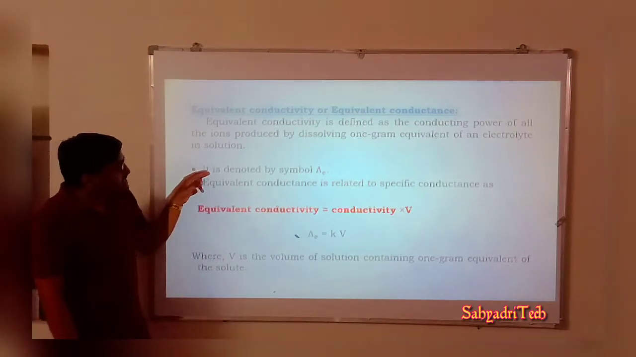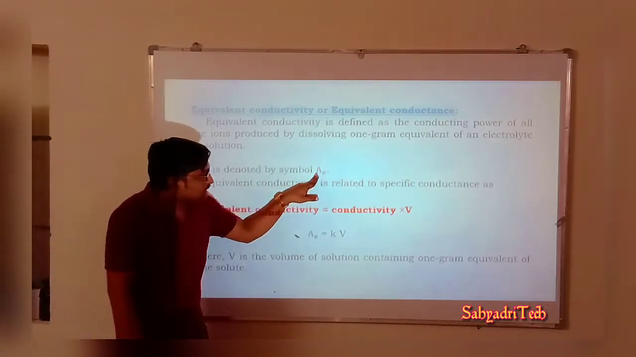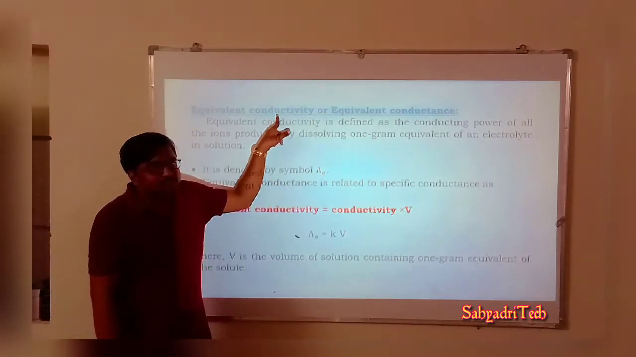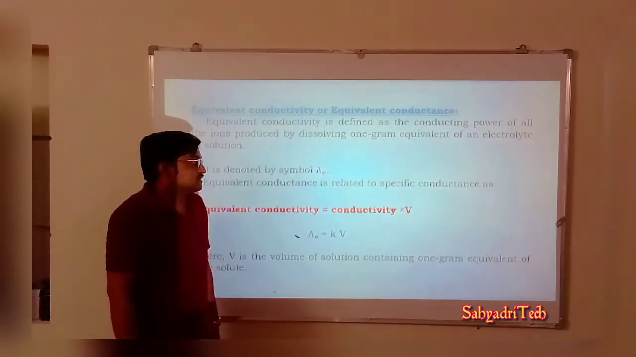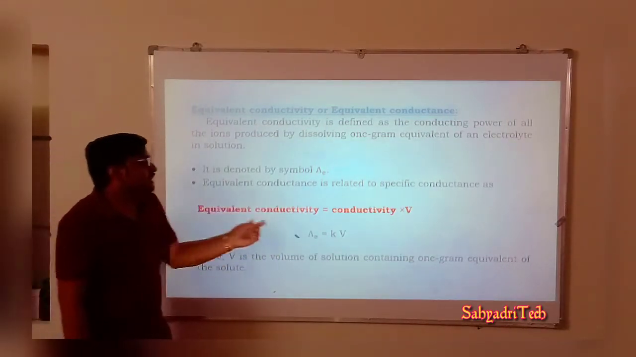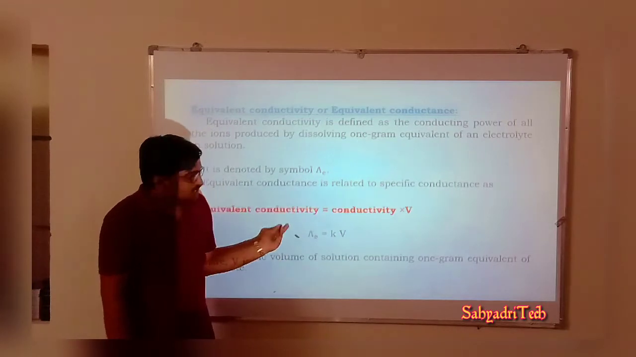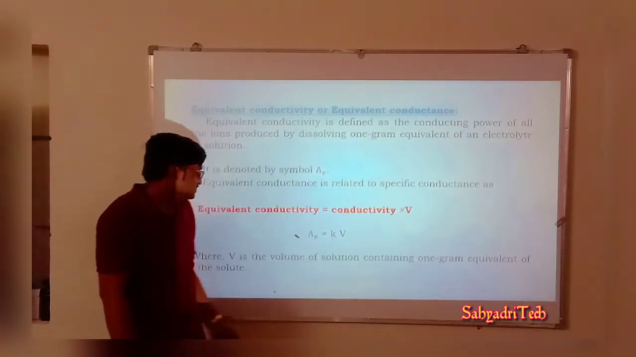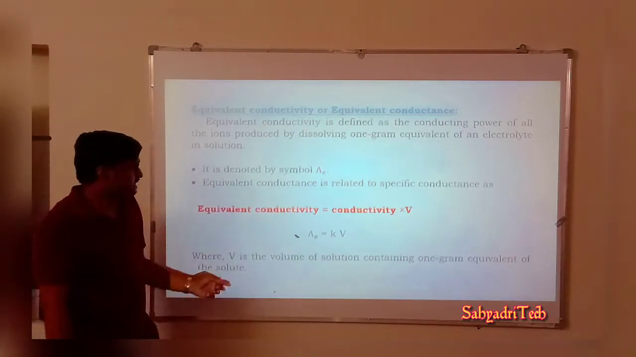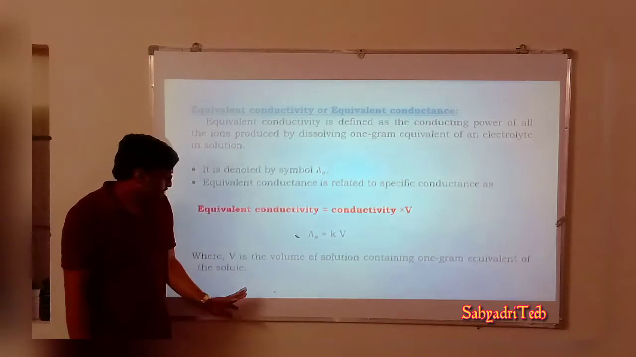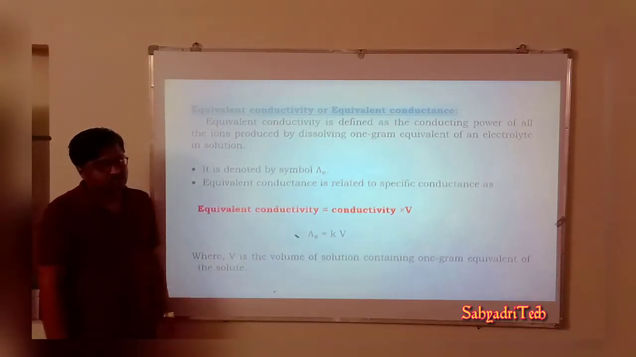Further, it is denoted by lambda E. Lambda E indicates equivalent conductivity, or equivalent conductance. And further, the relation between equivalent conductivity and conductivity is similar: lambda E is equal to kappa into V. Here V is the volume of the solution containing 1 gram equivalent of the electrolyte, or solute.